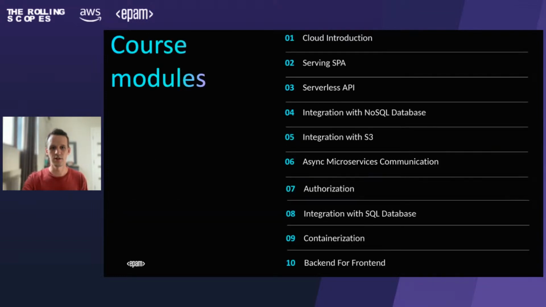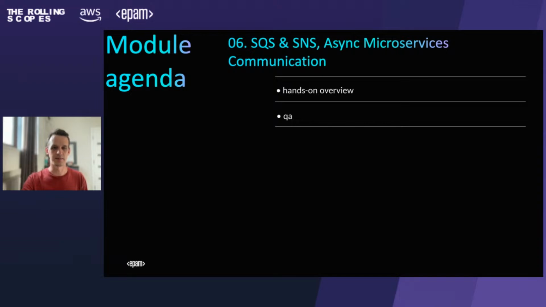So, as usual, the course modules: we are above the half of the course. So it's module number 6, which is about async microservice communication. And especially in this course, during the homework, we will touch the SQS and SNS services inside AWS, and we will try to make them work for us in order to create the necessary products in our online shop.